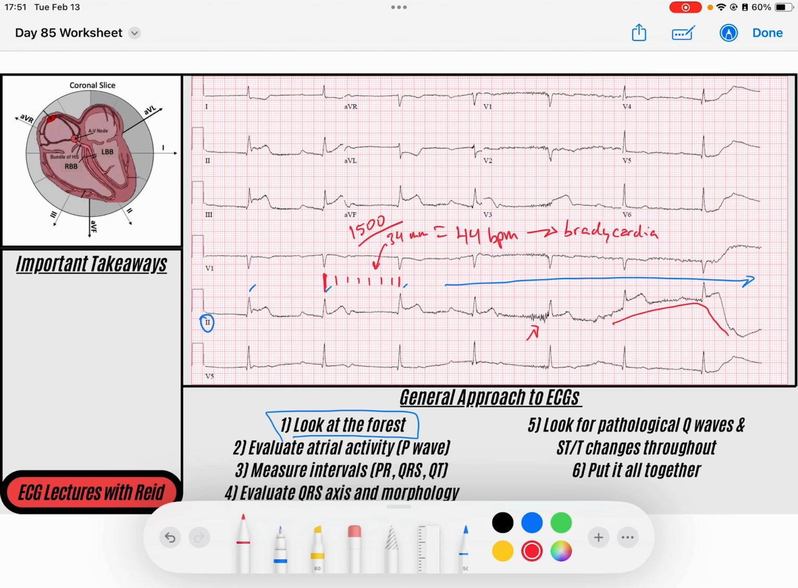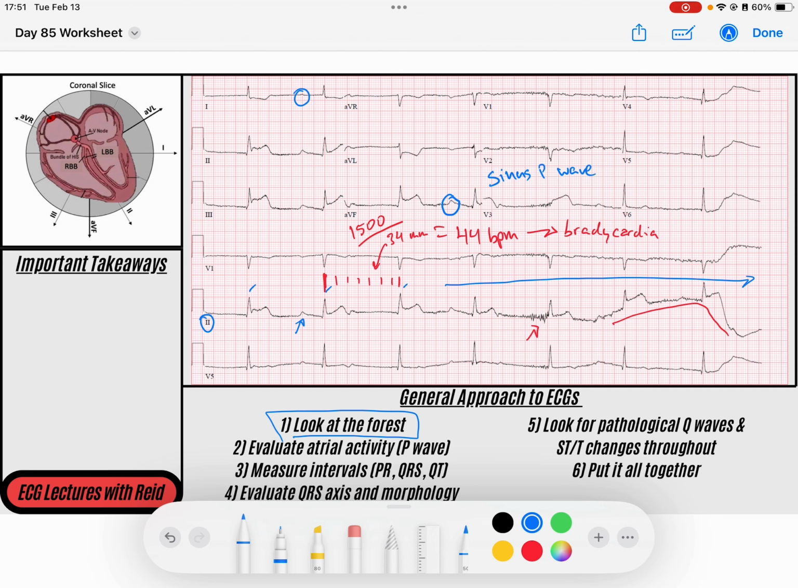We'll start with the atria. What we'll notice here is there are some P waves. I see a P wave here. That P wave does appear to be upright in lead 1. And if you look in AVF, you can see there's a P wave that's upright in AVF. So the P waves, when generated, do appear to be sinus P waves.